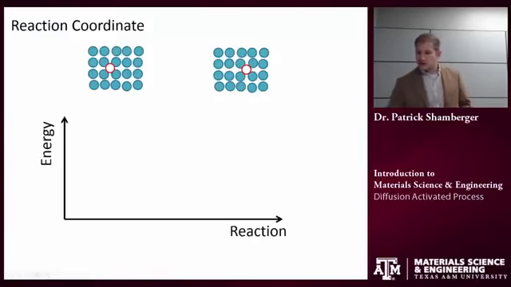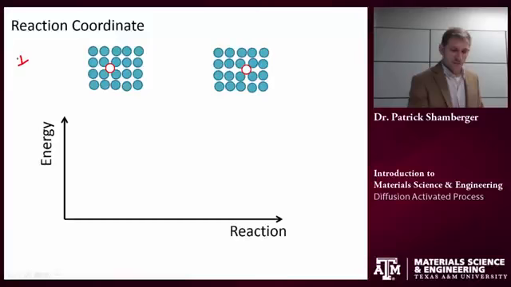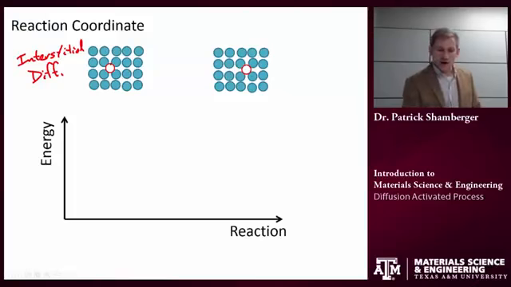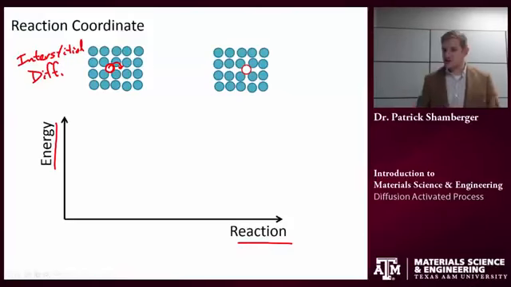So let's think about activated processes around an example. We're going to talk about diffusion, interstitial diffusion. In this case, we're just going to talk about an atom moving from one site to another neighboring site, right? It's hopping from the left site over here to the right. We're going to think about this conceptually using what's called a reaction coordinate. This plots energy on the vertical axis and the progress of the reaction on the horizontal axis. So this could also be thought of as time in certain cases.